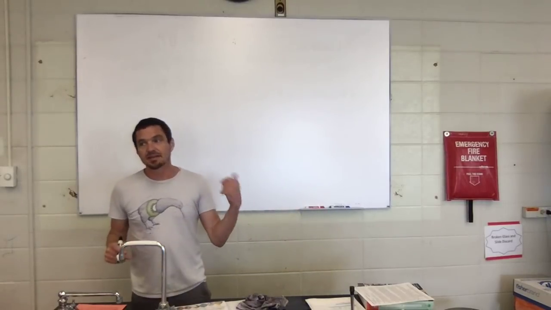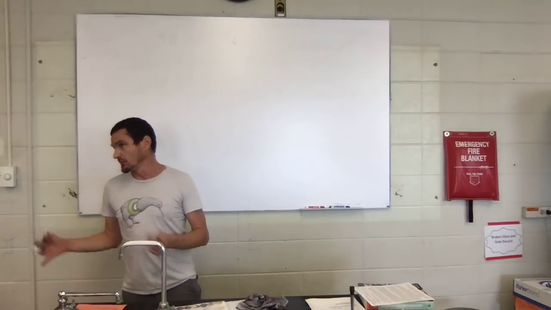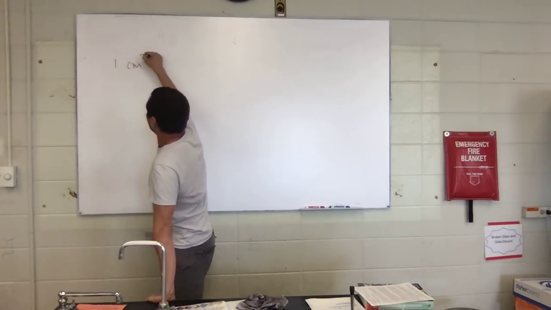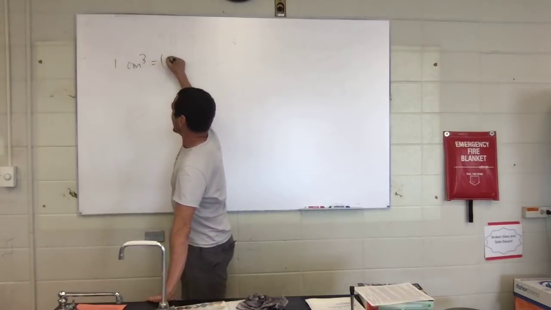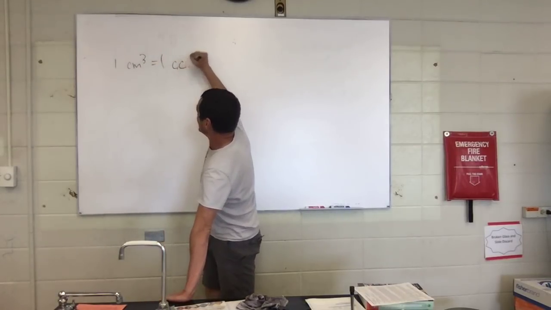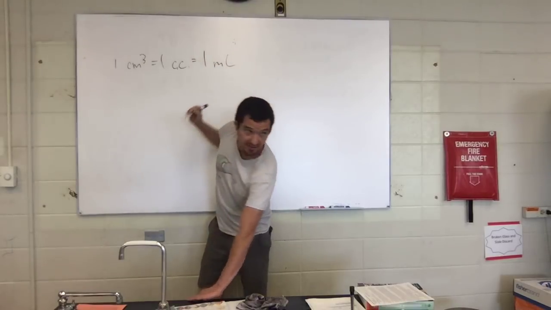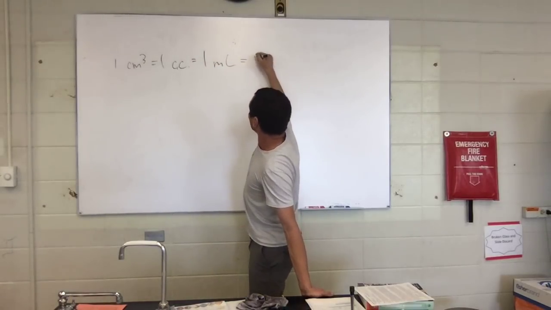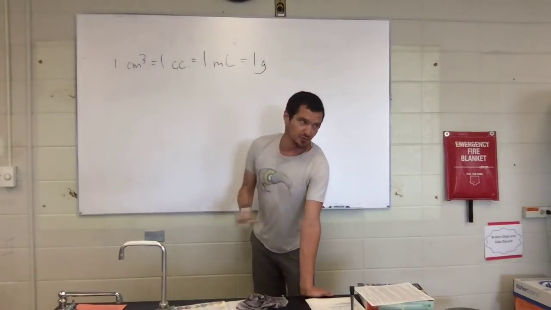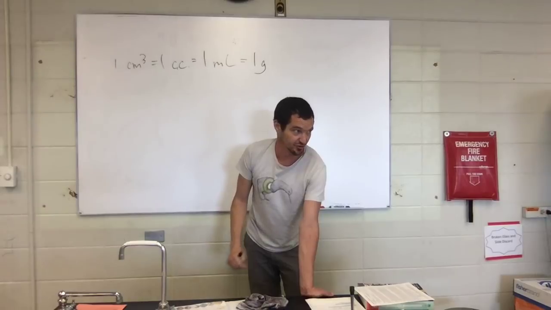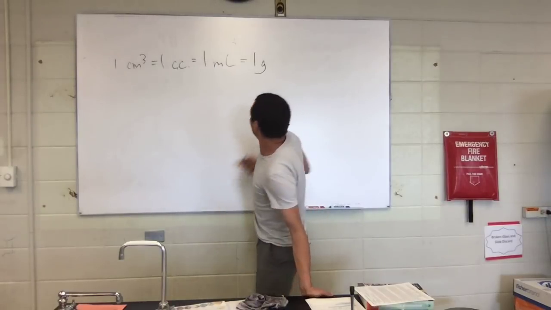So the key fact that I remember to convert between scientific units is that 1 centimeter cubed, sometimes written as 1 cc, equals 1 milliliter in volume, which equals 1 gram if this milliliter was water under standard conditions. Okay, so.